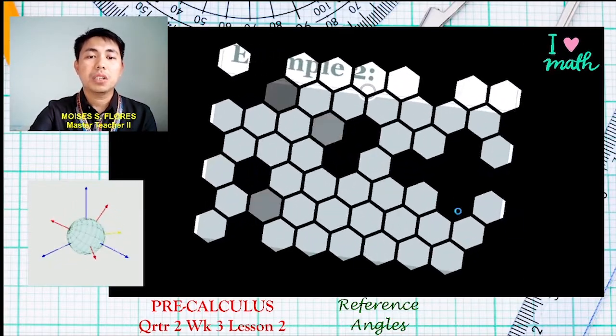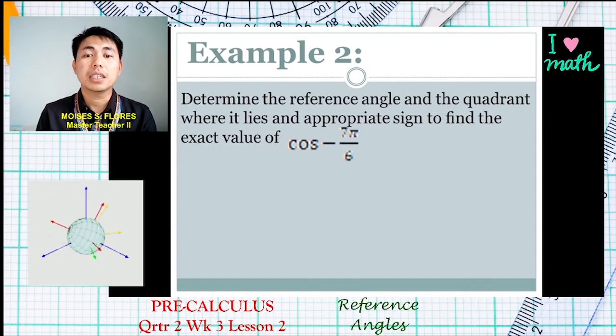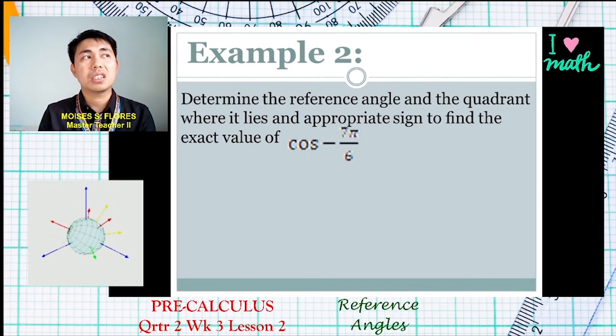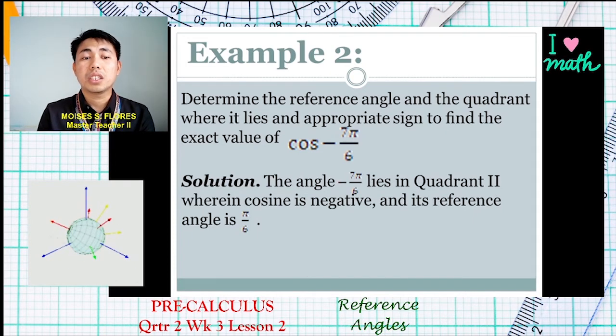Our second example: determine once again the reference angle, the quadrant where it lies, and the appropriate sign to find the exact value of cosine of negative 7 pi over 6. If we sketch the angle negative 7 pi over 6, it is in a clockwise direction because it is negative. Therefore, our angle lies in quadrant 2, wherein cosine is negative, and its reference angle is simply pi over 6.